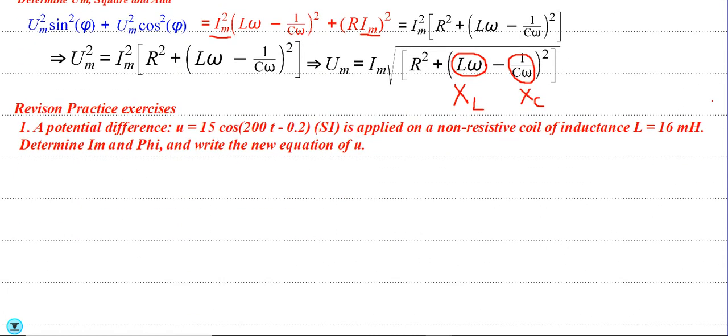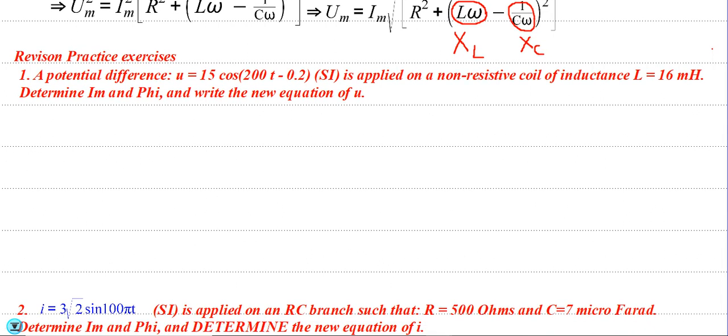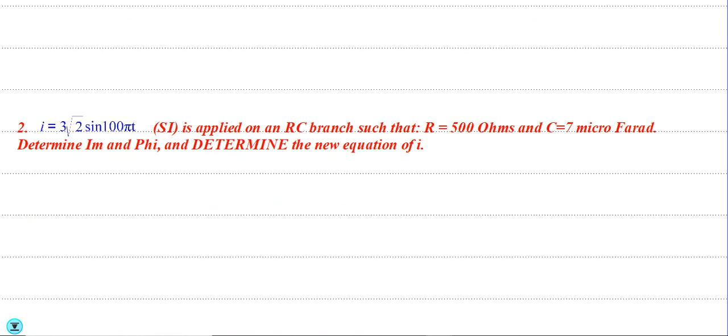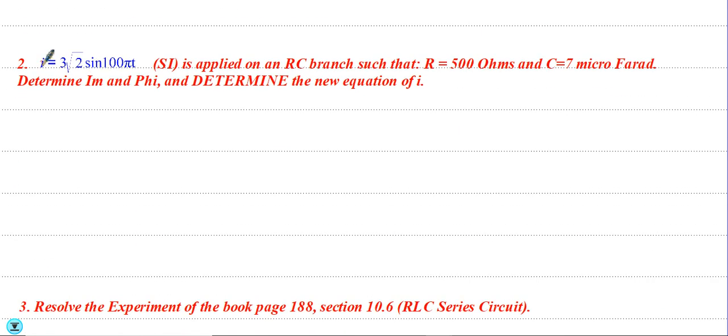Now, for the revision practice exercises, please solve the following exercises 1, 2, and 3. A potential difference, that's the given, is applied on a non-resistive coil of inductance. We have the value. Determine the maximum current, determine phi, and write the new equation of u. The second practice exercise: I equal 3 square root of 2 sine 100 pi t is applied only on an RC branch such that we have the resistance and the capacitance. We need to determine the maximum current, phi, and the new equation of this current.